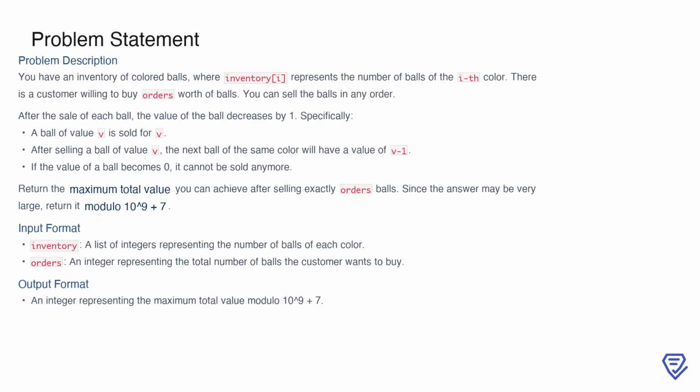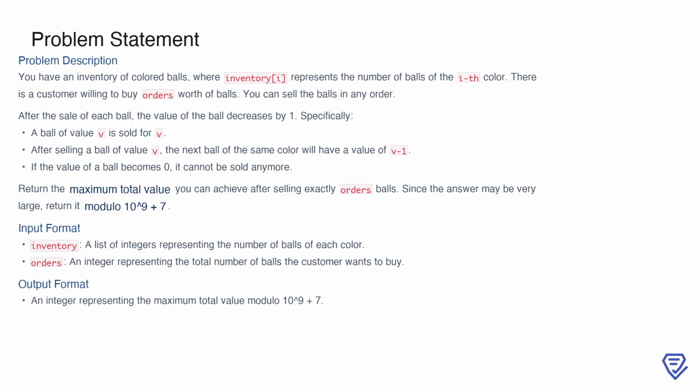The problem involves selling colored balls from an inventory, where each ball has a diminishing value after it's sold. The inventory array specifies the number of balls available for each color, and orders tells us how many balls the customer wants to buy in total. Each ball is sold for its current value, and the value decreases by 1 after each sale for balls of the same color. If a ball's value reaches 0, it can no longer be sold. The goal is to maximize the total value achieved from selling exactly orders balls.